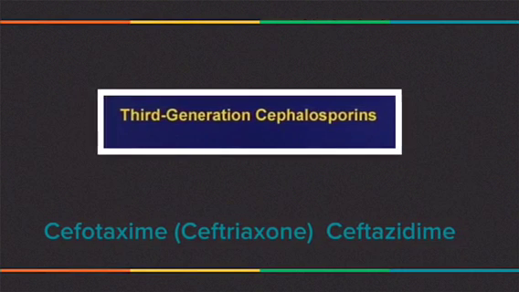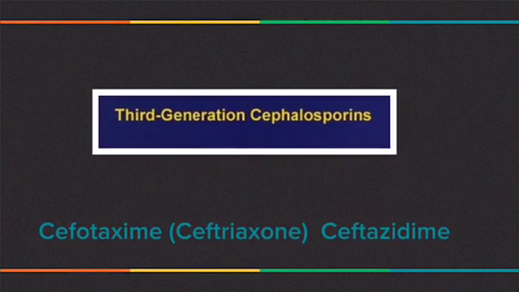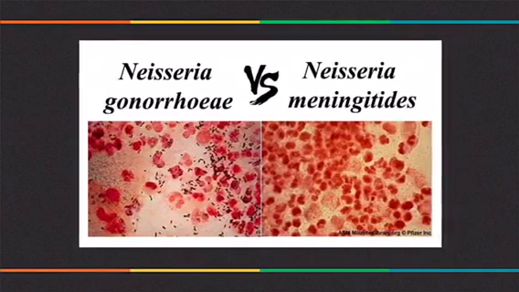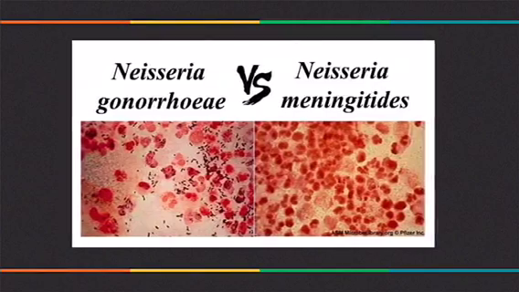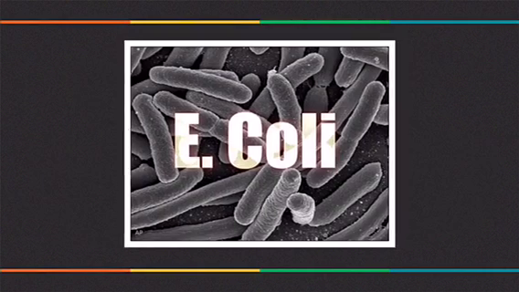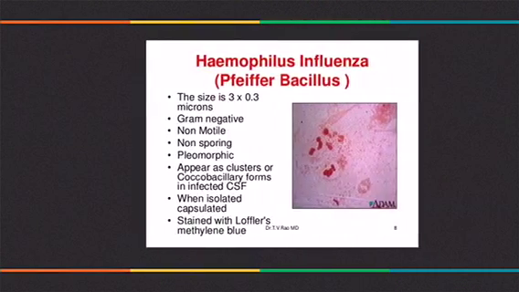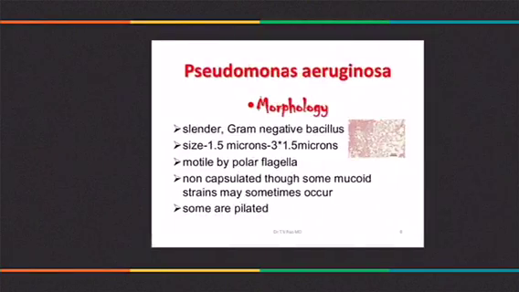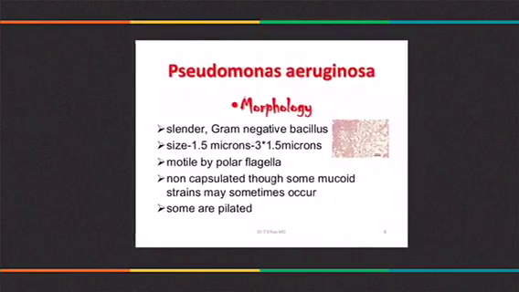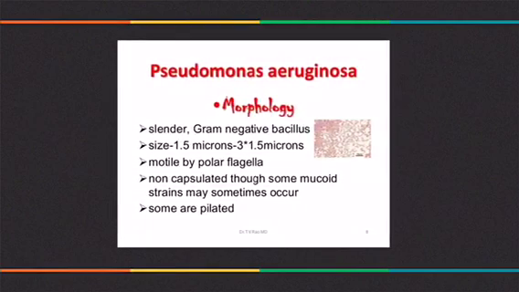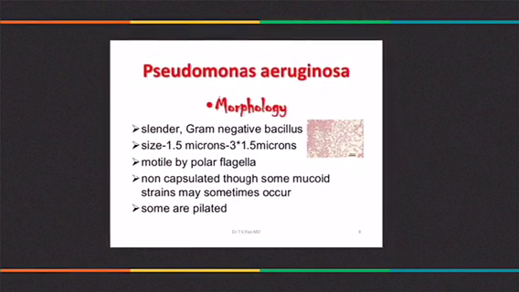The sensitive organisms of cefotaxime are: number 1, Neisseria gonorrhoeae. Number 2, Neisseria meningitidis. Number 3, E. coli. And number 4, Haemophilus influenzae. For ceftazidime, the sensitive organism is Pseudomonas aeruginosa.